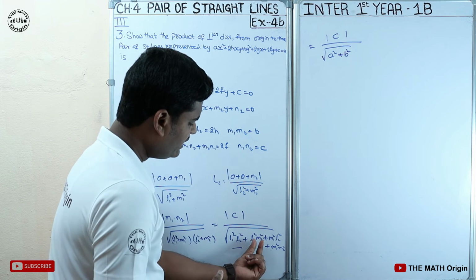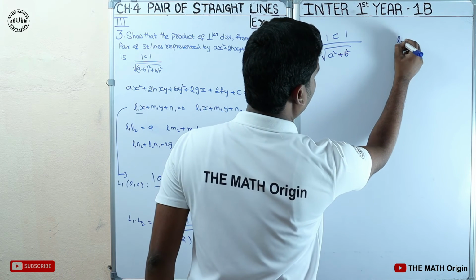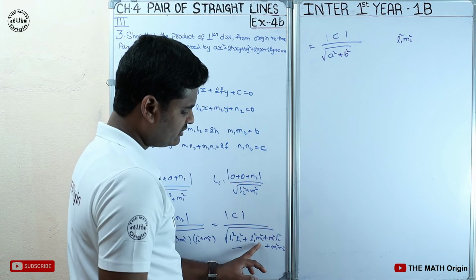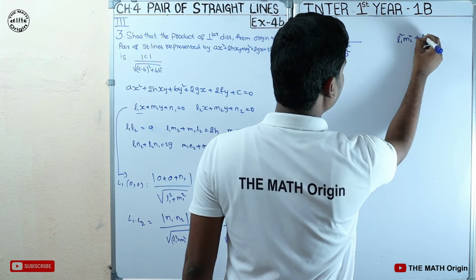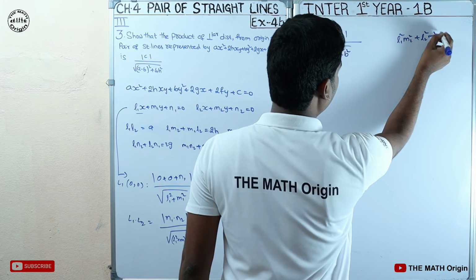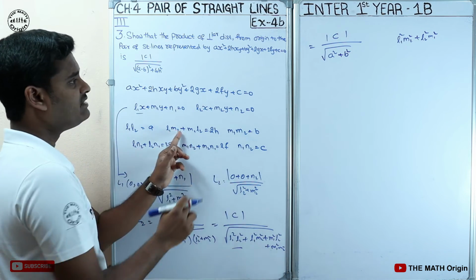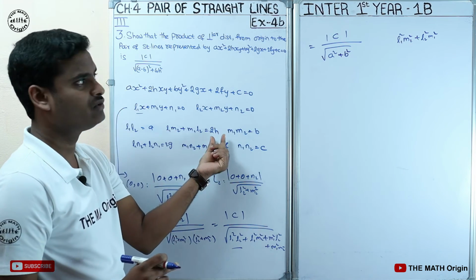Okay, now we have L1 M2. Okay, I will write this value separately. L1 square M2 square plus L2 square M1 square. Okay, but if you see here we have L1 M2 plus M1 L2. Okay, so we cannot write directly as 2H.